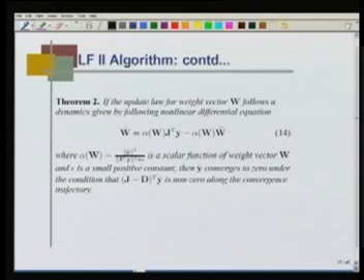Now, we propose another theorem. If the update law for weight vector W follows the dynamics given by the following nonlinear differential equation, which is 14, where this alpha W has the form Y tilde norm square upon J transpose Y tilde norm square plus epsilon, a scalar function of weight vector W, and epsilon is a small positive constant, then Y tilde converges to 0 under the condition that J minus D transpose Y tilde is non-zero along the convergence trajectory. So, this should be non-zero along the convergence trajectory.